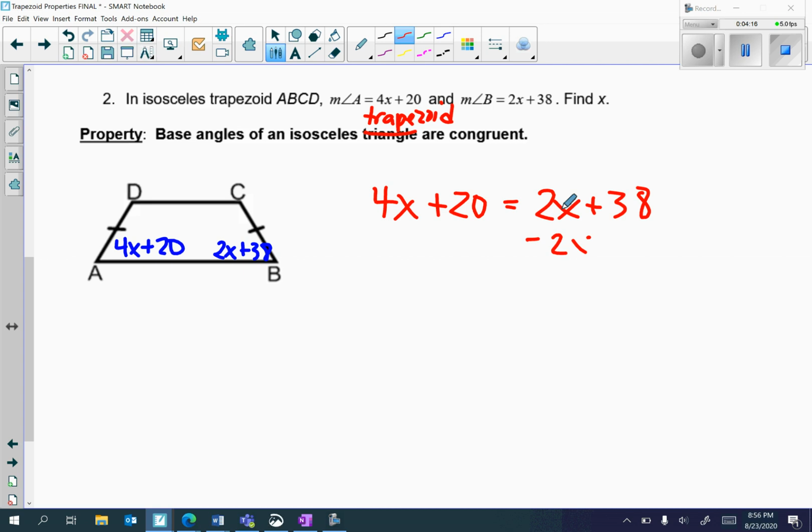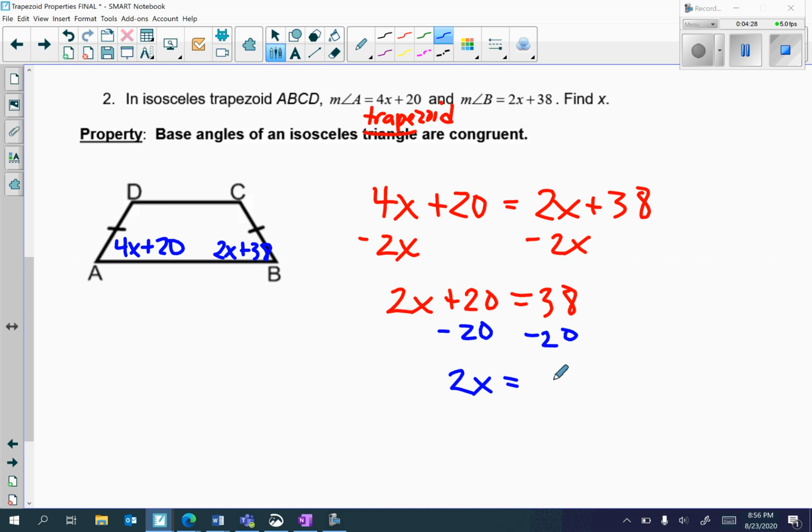Move your variables to one side. So 2x plus 20 is equal to 38. Subtract 20 on both sides. 2x is equal to 18. Divide by 2, and x is equal to 9. So remember, the base angles of an isosceles trapezoid are congruent.